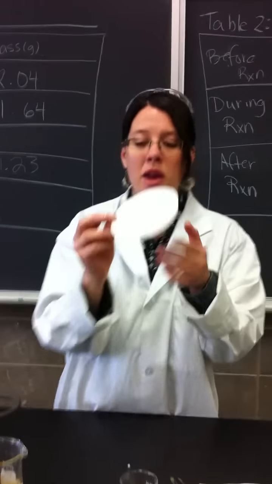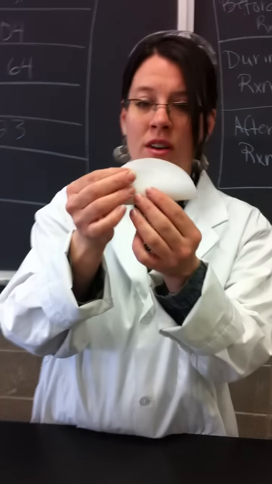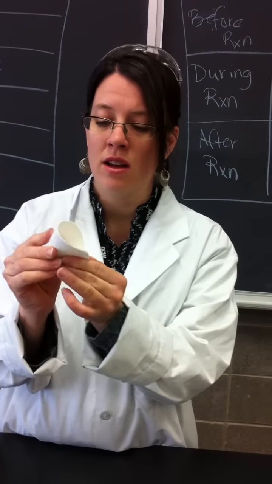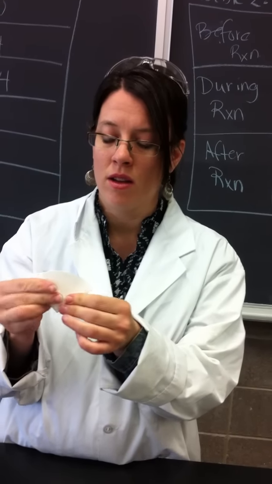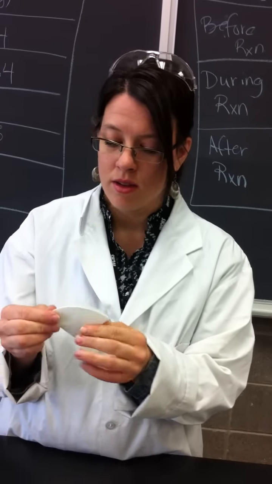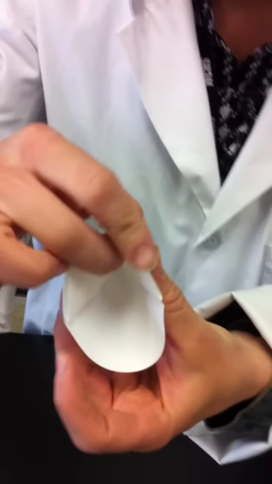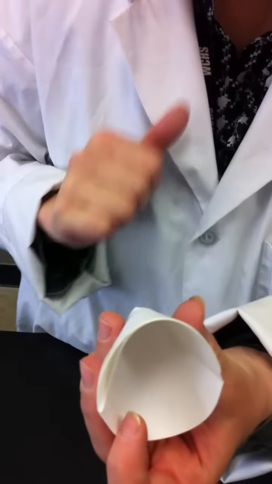All right, so here's your filter paper. Fold it in half, and then in half again. Okay, and then you have to be careful when you open it up so that it's going to catch your precipitate. So open it up in the middle so that it's going to run through there.